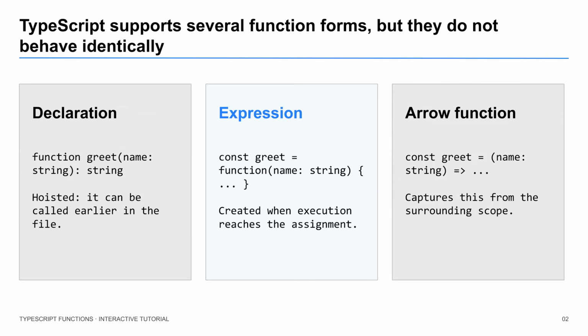Begin with the 3 common forms. A function declaration is hoisted, so code can call it before its definition. A function expression is assigned to a variable and is not usable before that assignment runs. An arrow function is also an expression, but its most important difference is that it captures this from the surrounding scope. Choose the form for its behavior, not only its appearance.